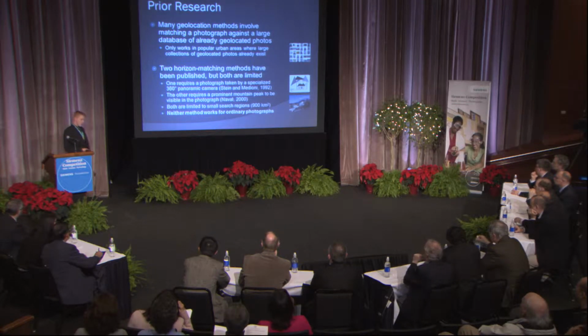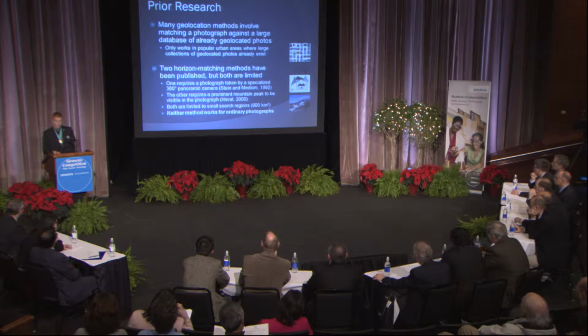This problem has been approached in a variety of ways, but generally the strategy has been to match a photograph against a large database of already geolocated photographs. The problem with that approach is that there has to be a database, and that's only going to happen in large populous urban environments. Horizon matching is a different approach that doesn't have that limitation. There have been two other horizon matching methods previously published, but they're both very limited. For example, neither one of them can geolocate ordinary photographs, and they're both limited to very small search regions.